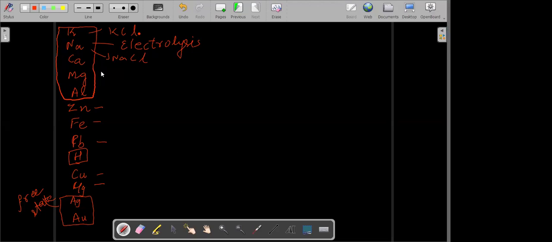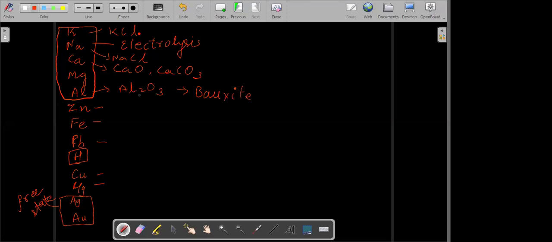Now the calcium. So calcium, how do we obtain this calcium? Calcium is obtained as calcium oxide. It is also obtained as calcium carbonate, limestone. So limestone is the main source for calcium. All right. Magnesium occurs in the form of its oxide. Aluminium occurs as alumina, Al2O3. The ore of aluminium is called bauxite.